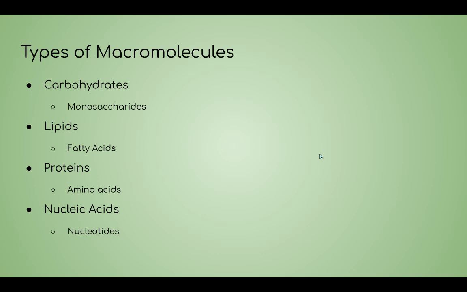So these are the types of macromolecules. We have carbohydrates, lipids, proteins, and nucleic acids. And these are very large molecules, which is why they're called macromolecules. And each macromolecule is made up of specific monomers. So these are the individual substances that create the macromolecules. So for carbohydrates, it's monosaccharides, lipids, it's fatty acids, proteins, it's amino acids, and for nucleic acids, it's nucleotides.